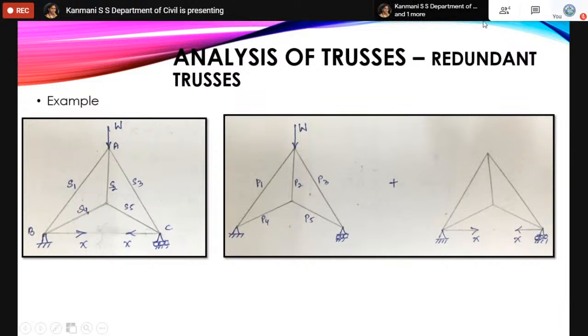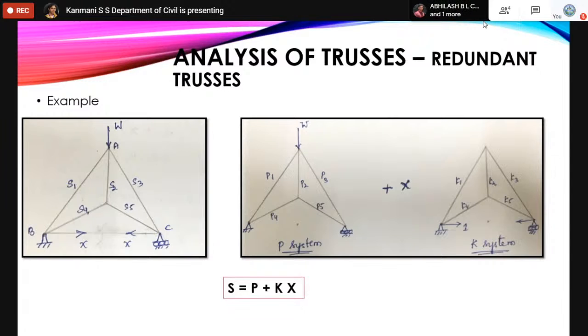Now again, to make it further simpler, I'll take that X outside. Once X is taken, I'm left with unit load. So once you take unit load, you will get it as a K system. So the formula is like this. If you want the S system of forces, then find out the P system, find out the K system, and just multiply K with X, and you will get the final forces in the redundant truss.